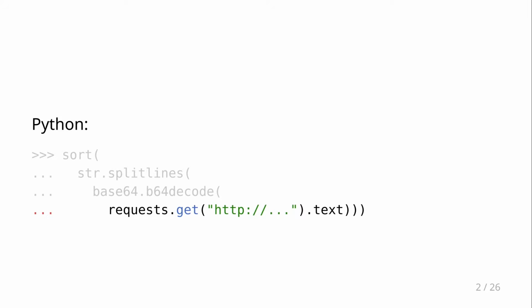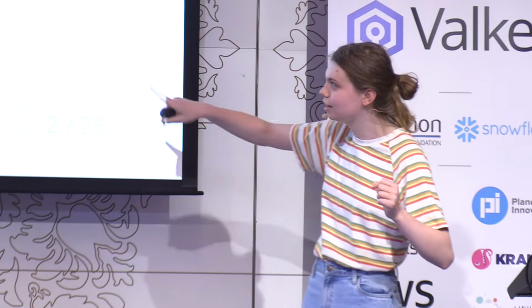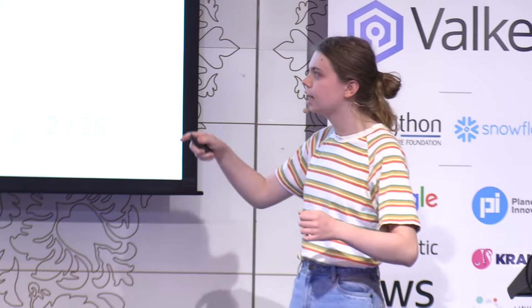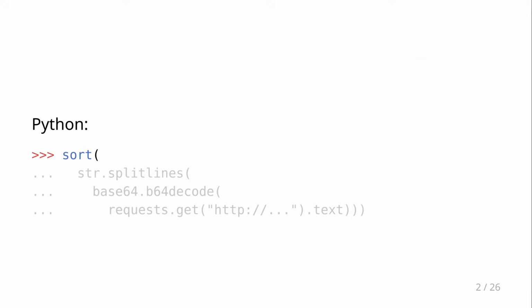HTTP request and pass it into this base64 decode function, and that'll do some decoding of the data. Then I'll take that decode and put it into the split lines function. And then finally, I'll pass that into the sort function. And so what you'll notice happening here is that the order that the code is actually executing in is the opposite way round to the way that I have to write the code. I have to write the sort first and go down.